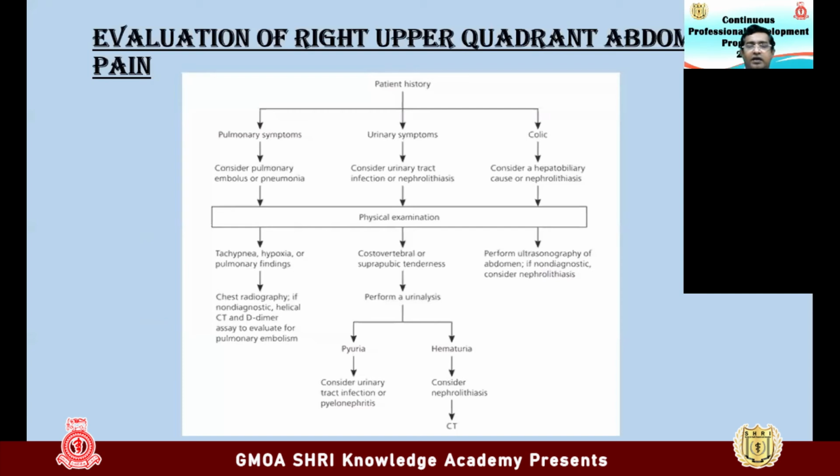Usually, depending on the history, some sort of protocols can be developed to have an understanding about the underlying pathology. So if the patient gives urinary symptoms, or symptoms related to colics, or symptoms related to the lungs, then you can proceed on those lines with physical examination and investigations to come to a particular diagnosis.